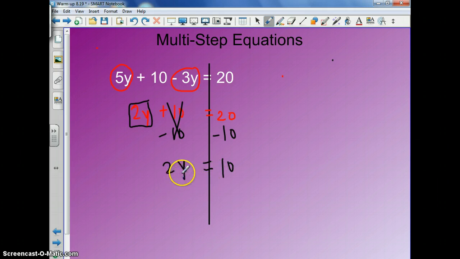And what's the inverse of 2 times y? Division. Divided by 2. Yep. So y equals 5. So that's our first multi-step equation. Any questions about that one?